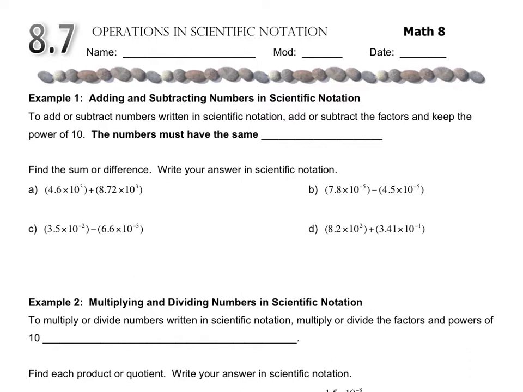So the 10 and the exponent don't change, but the one exception, the one rule, is that the numbers must have the same exponent. Because if the rule is add the numbers and keep the exponent, keep the power, then which power do you keep if they have different exponents?